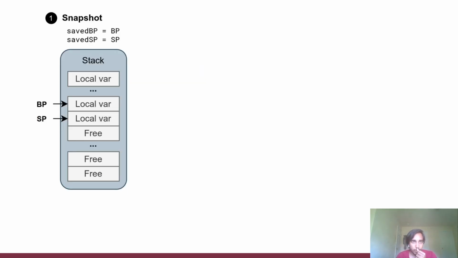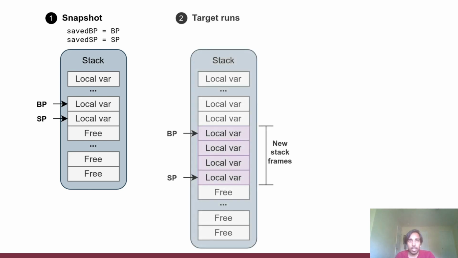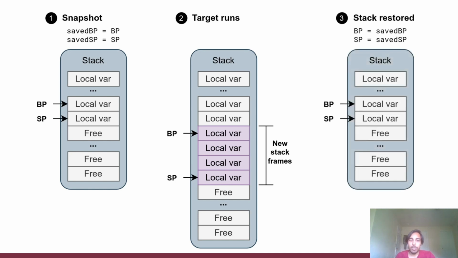Now we look at it pictorially. This is the stack originally just before the loop execution. It has three stack frames and all the other stack frames are free. Now when the target runs, it adds its own local variables, new stack frames are added, and the stack pointer is moved below, as well as the base pointer. After the target runs, we can simply move the base pointer to its original location that we have in our snapshot, and the stack pointer to the original location too, and thus our stack is technically restored, as all the below frames are overwritten in the next run.